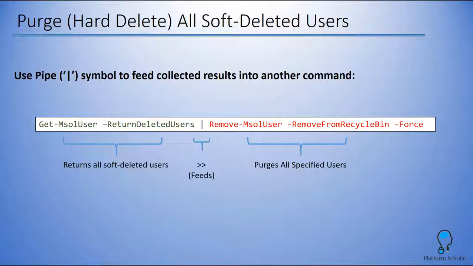To do this, you could run a Get-MsolUser command with the -ReturnDeletedUsers switch, and then pipe that result into a Remove-MsolUser command with a -RemoveFromRecycleBin switch. This would first pull a list of all the users in the recycle bin, and then feed that collection of users to the Remove-MsolUser command, which has the hard delete clause set. The -Force switch here is optional if you want to skip confirmation.